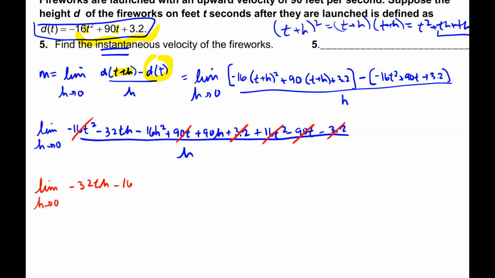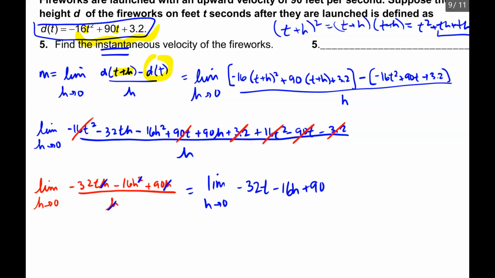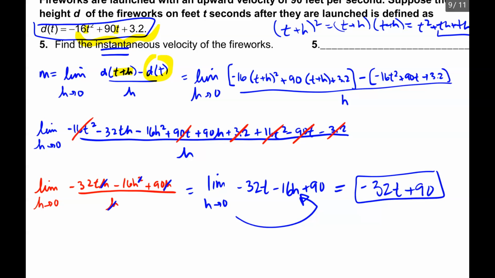Yeah, I can't cancel anymore. Okay, good. Plus 90h over h. Go through and cancel 1h from every term. Okay. Limit as h goes to 0 of negative 32t minus 16h plus 90. So what we get at the end is, once we plug in 0 for h, it's going to be negative 32t plus 90. Awesome. And that's it. That is our equation.